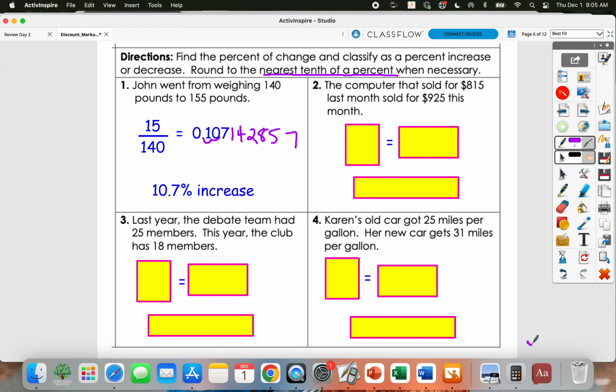Alright, the computer that sold for $815 last month sold for $925 this month. That's a lot of deals. Okay, so is this going to be a percent increase or decrease? Decrease. Increase. The price has gone up.